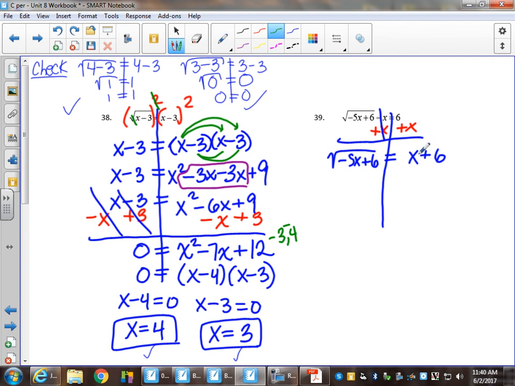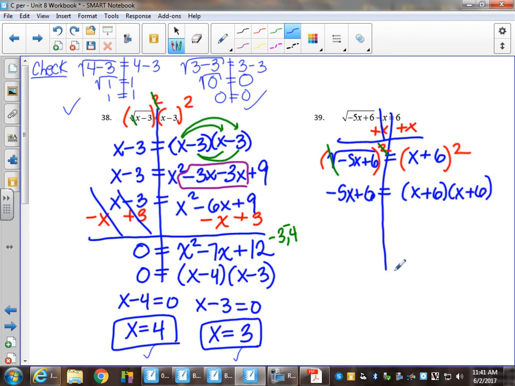Keep going. Put parentheses. Yep. Good. Square both sides. And then you top up with 2 and then the radical. Good job. And then you leave negative 5x plus 6. Mm-hmm. And then for the other side, you have distribute, yes, good.